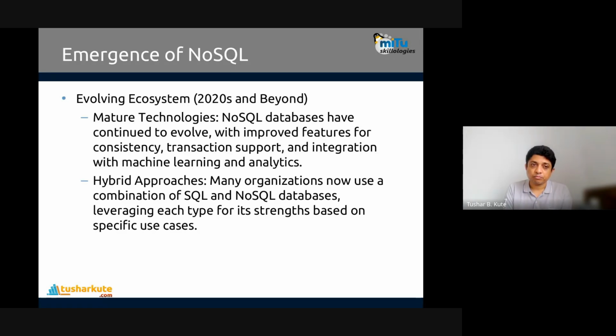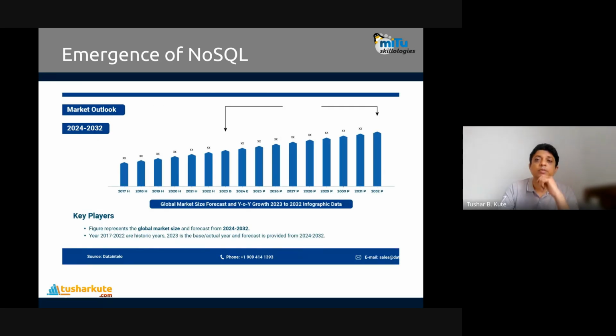The ecosystem is evolving from 2020 onwards with machine learning technologies and hybrid approaches, which are being followed. That is the reason why NoSQL databases are now emerging and growing. The way being followed there is systematic and most beneficial to the growth of technological development under data science. Now you can see this one.